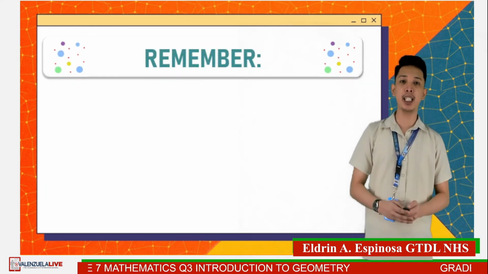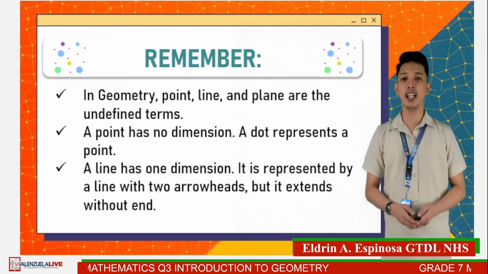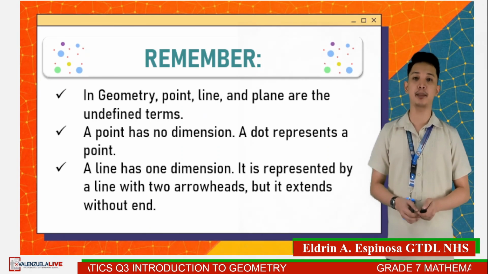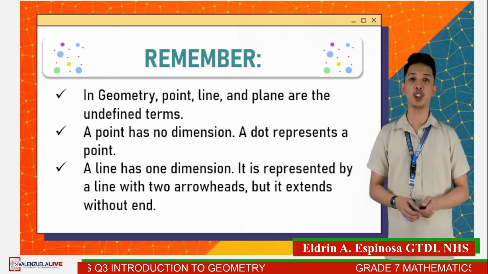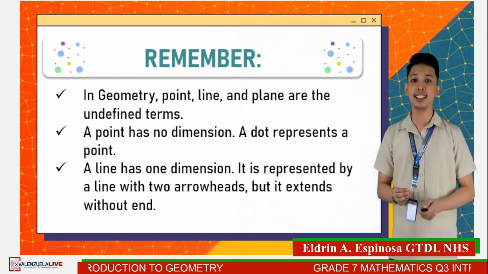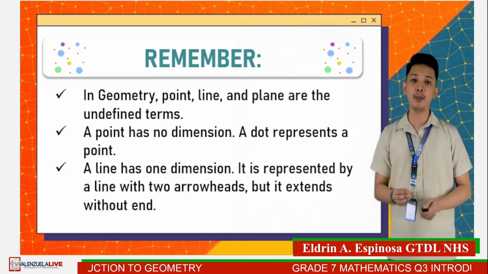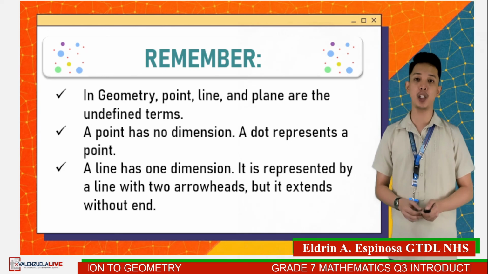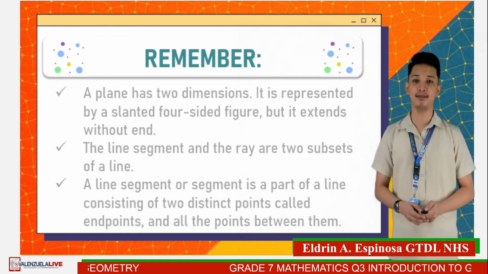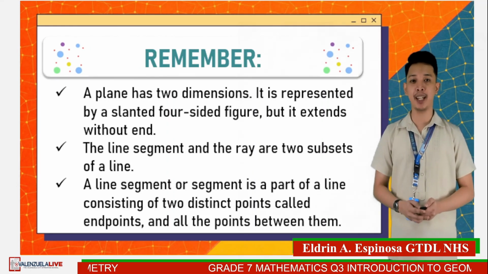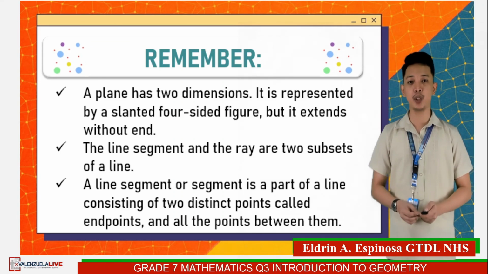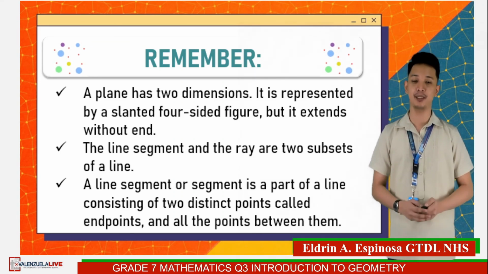To sum up the important points of our lesson today, in geometry, point, line, and plane are the undefined terms. A point has no dimension, and a dot represents a point. A line has one dimension. It is represented by a line with two arrowheads, but it extends without end. A plane has two dimensions. It is represented by a slanted four-sided figure, but it extends without end.